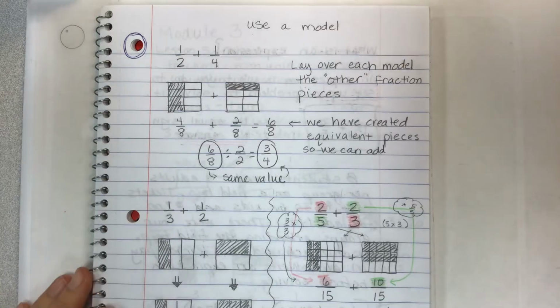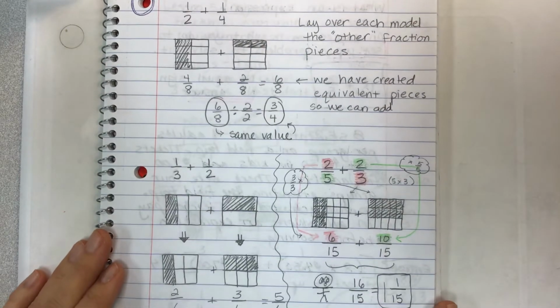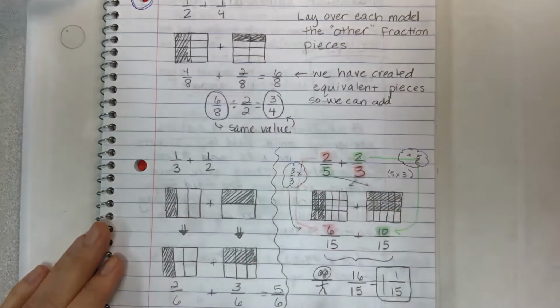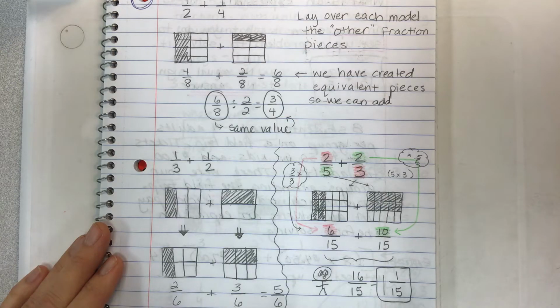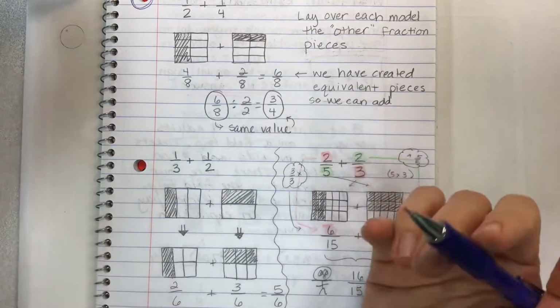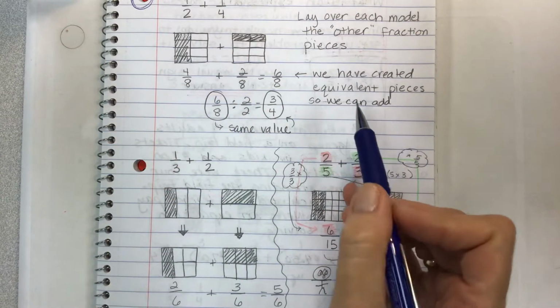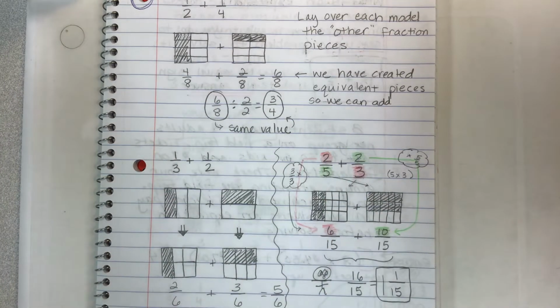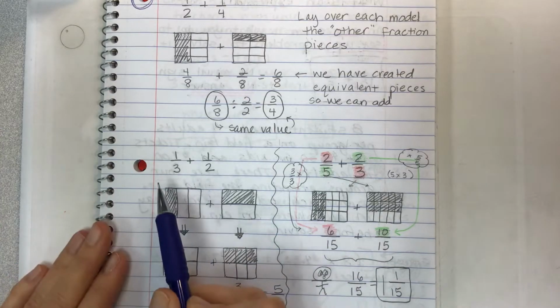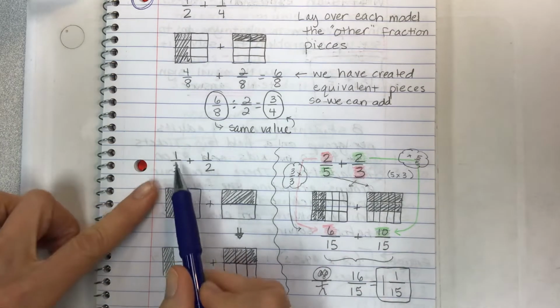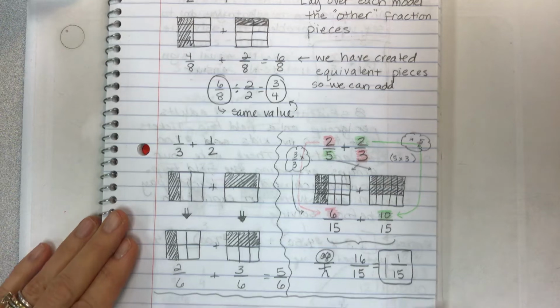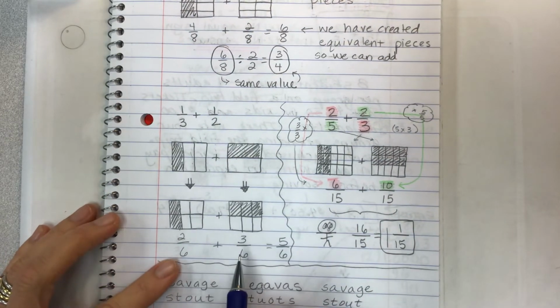It'll be easier when we get into the lesson. I'm not going to labor over this too much right now. Just know that this is what it's going to look like for your final problem. And when you do this laying over, you're creating equivalent pieces so we can add. And that's what we want to do. We want to have common denominators. Instead of 1/3 and 1/2, I want to make 6ths.